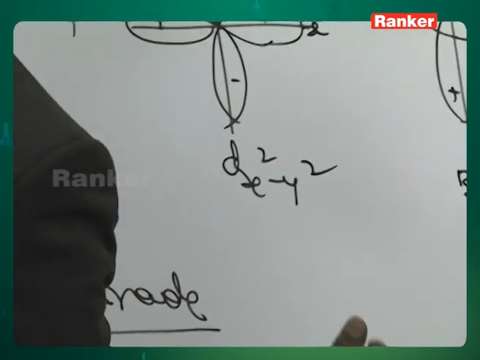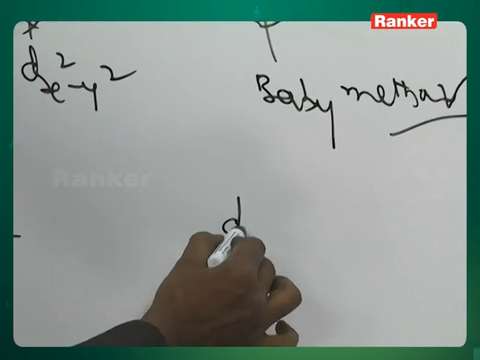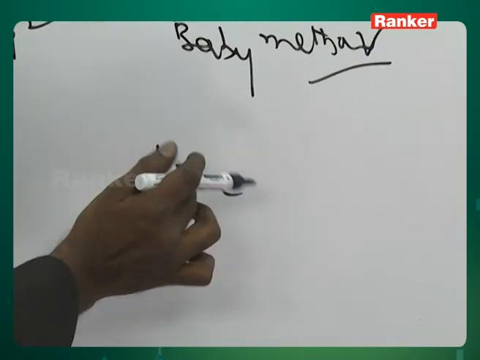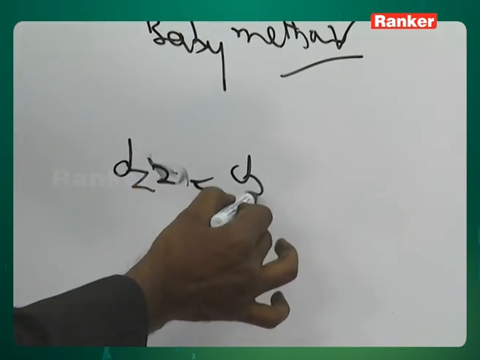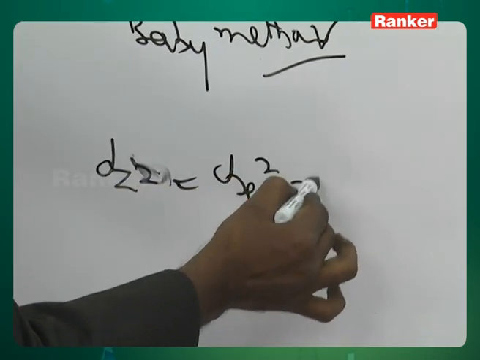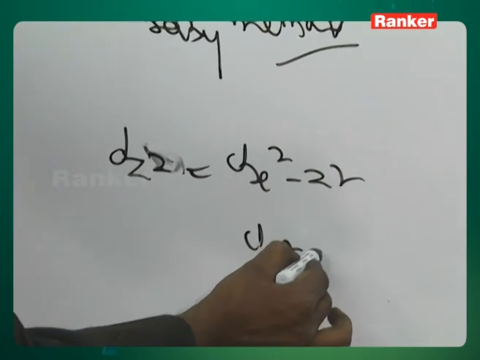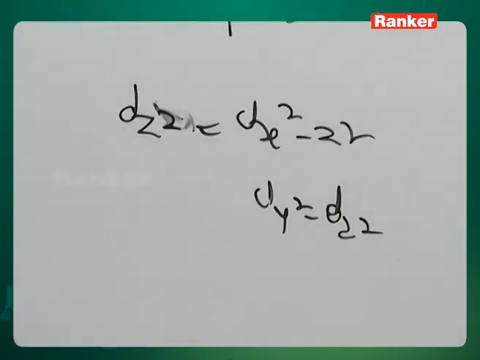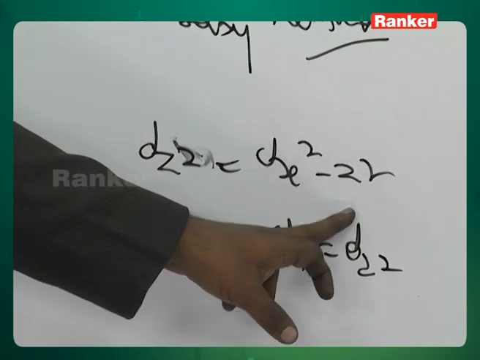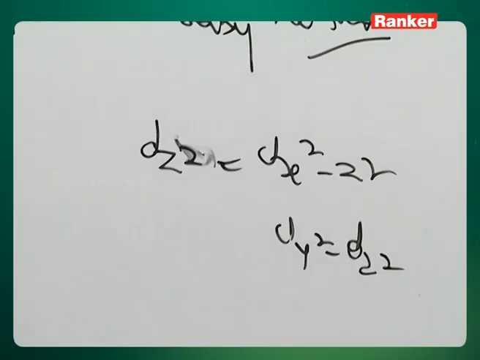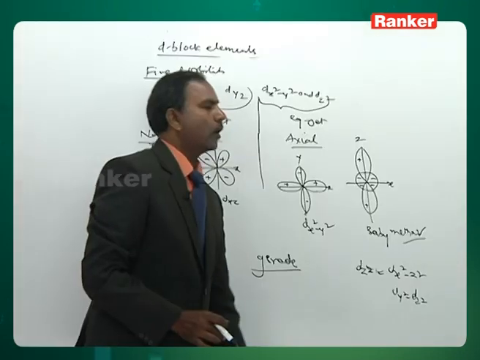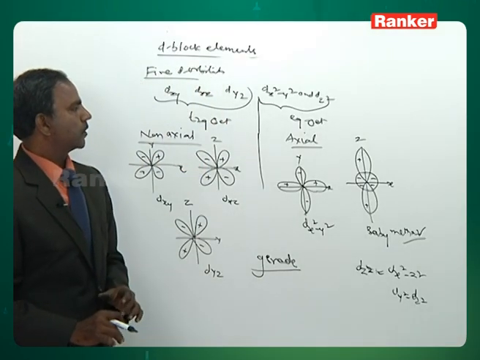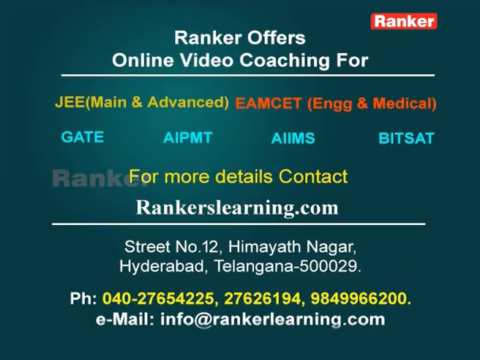Now we consider chromium, manganese, iron, cobalt, nickel. These have negative reduction potential. What I said, the metal or element which has negative reduction potential values has to liberate hydrogen gas easily from the dilute acid. Even though these have negative reduction potential, they are not easily liberating hydrogen gas.